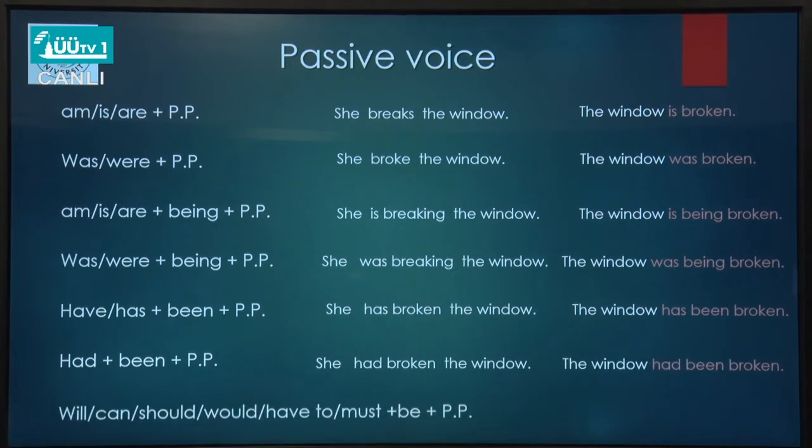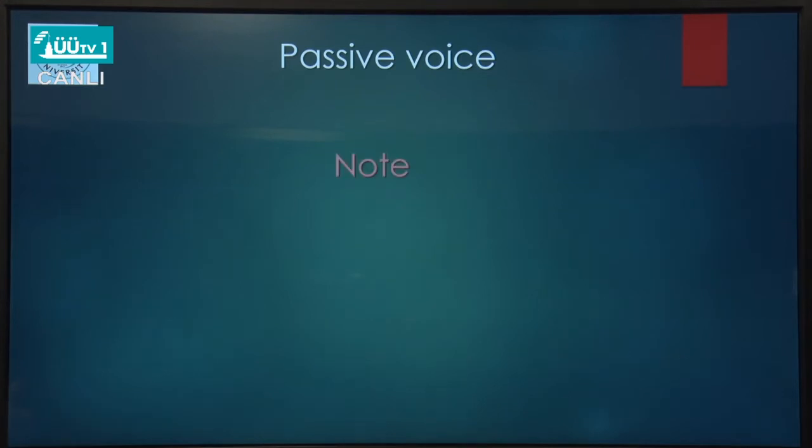And for modals, will, can, should, would, have to, has to, must, we add be and then past participle. So if you want to make a passive for future, for example, we say the window will be broken. As you can see in these examples, we have broken a lot of windows, but nobody knows who really broke those windows because we kept all those sentences in passive in different tenses.